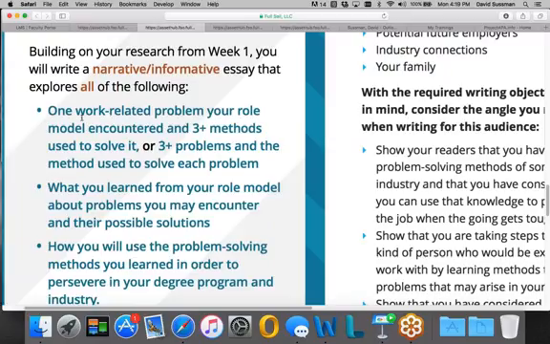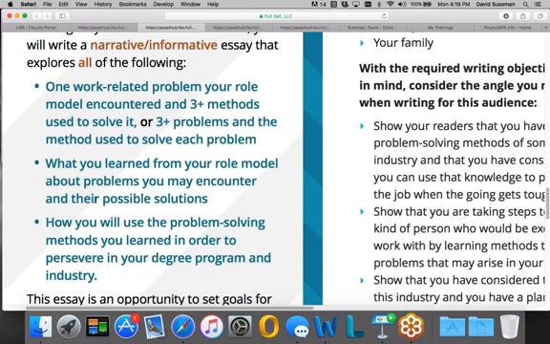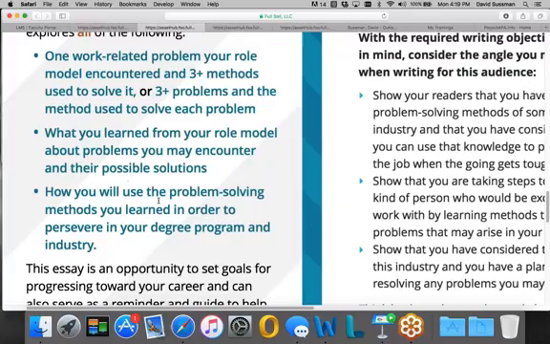Okay, so back to the instructions. You're going to look into the problems that your role model encountered and how she or he solved them. But there are these next 2 bullet points that are super important because they are part of the essay, and yet students overwhelmingly either don't address them or address them just in passing. But you have to discuss what you learned from your role model, and identify what problems you may encounter and what possible solutions they'll need. And also how you will use these problem-solving methods as you persevere in your own degree program and industry.